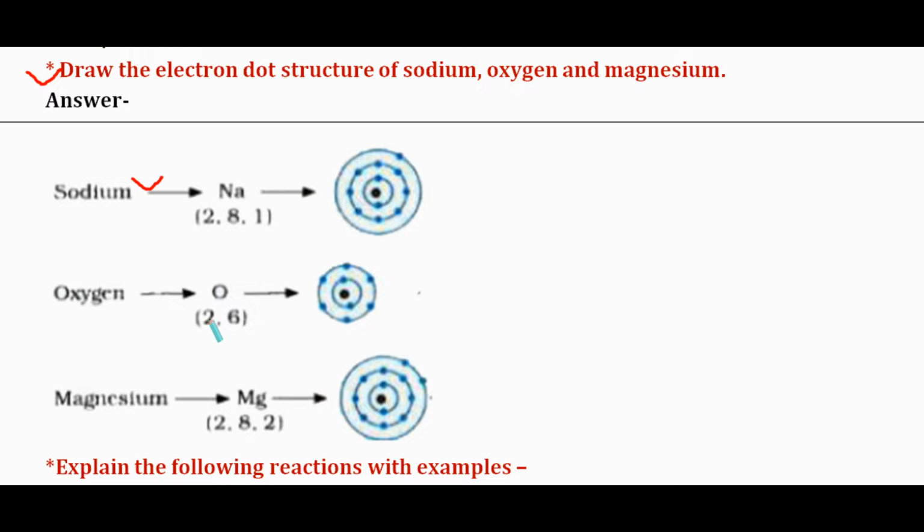Oxygen, its atomic number is 8 and the configuration is 2, 6. It means it has 2 shells. First shell has 2 electrons and that is 2 dots, and valence shell has 6 electrons and it has 6 dots. Magnesium, its electronic configuration is 2, 8, 2. It has 3 shells. In first shell, 2 dots, 2 electrons. In second shell, 8 dots, 8 electrons. And in last shell, 2 dots and 2 electrons.